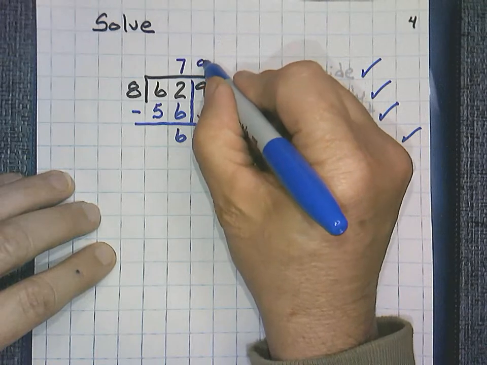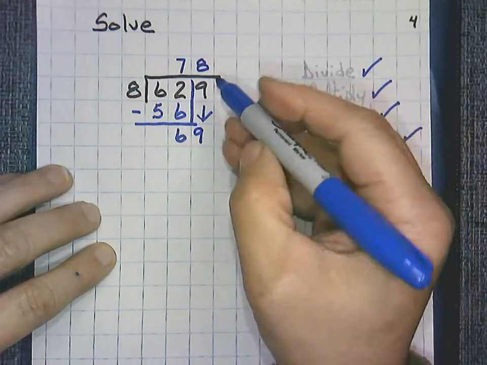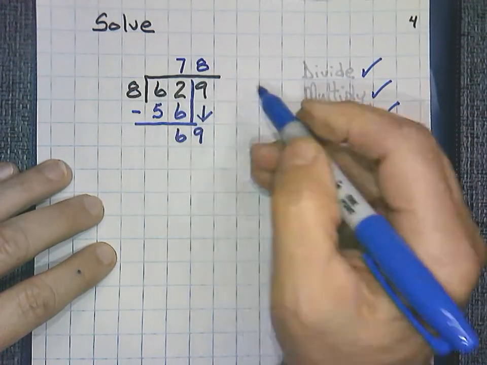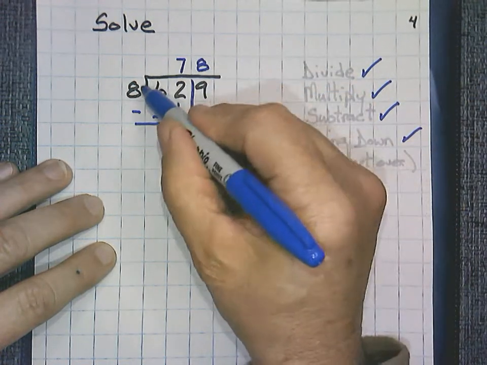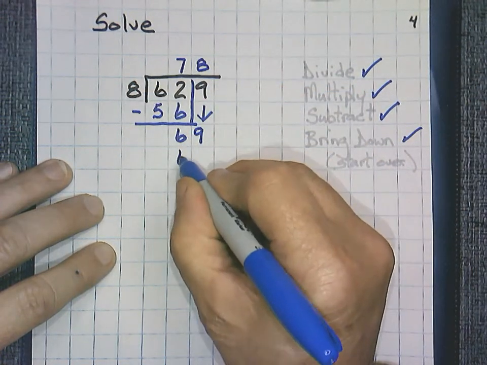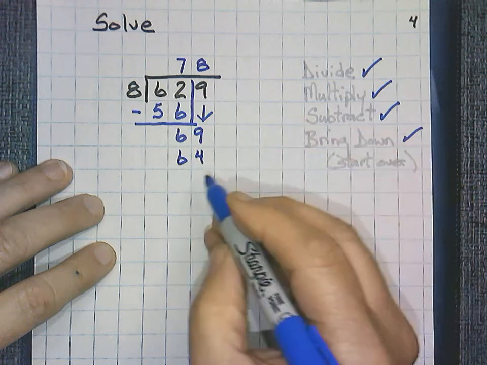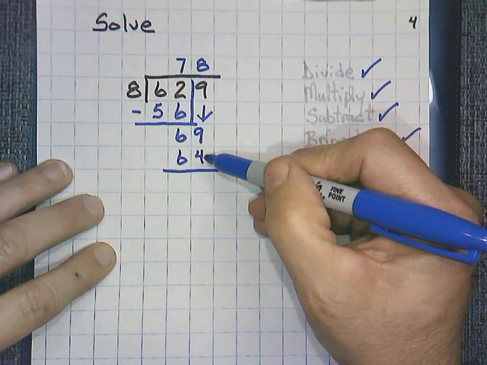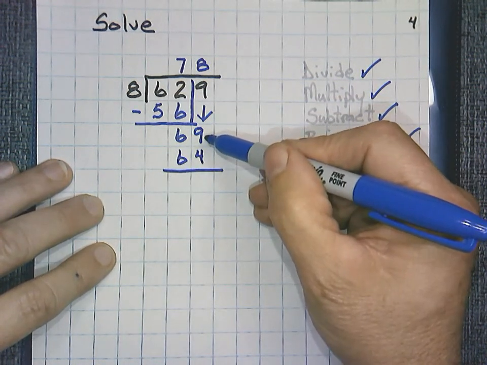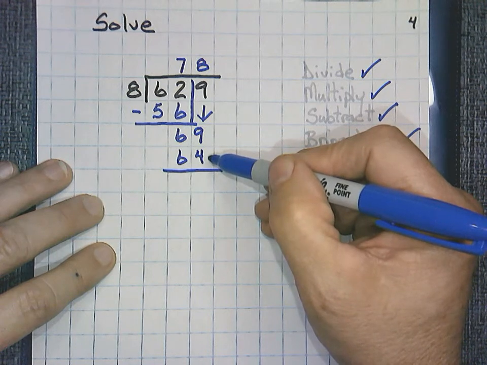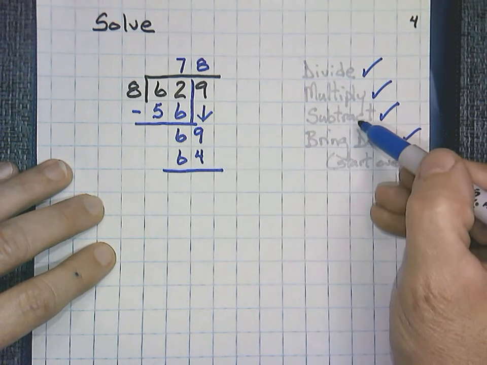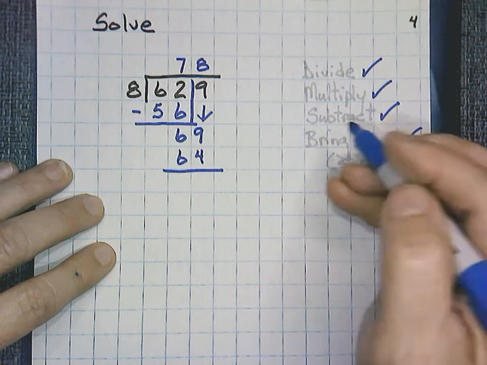Well, 8 times 8 is about the closest I'm going to get. And then I'm going to multiply. 8 times 8 would be 64. Notice that we did not get to 69. Well, we got pretty close. To find out how close, we have to subtract.